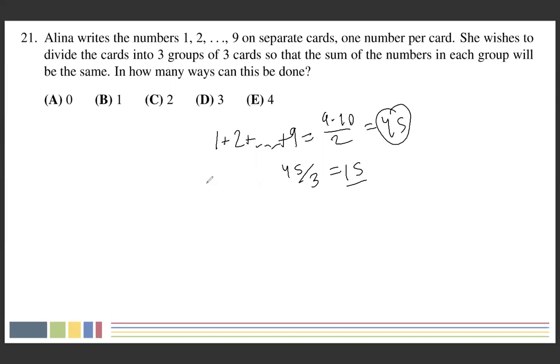So now we can think about this on a case-by-case basis. Of course, there has to be a group with the card labeled 1 in it, right? We can't just discard 1. We're using all 9 cards.